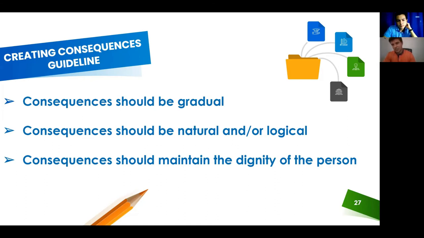The second is consequences should be natural and logical. What that means is that rules and consequences should be connected. You are not going to give a consequence to a situation or to a scenario that is not related to what you want students to improve. Remember that these kinds of consequences are for students' improvement. We are not punishing them, right? So they should be very well connected.